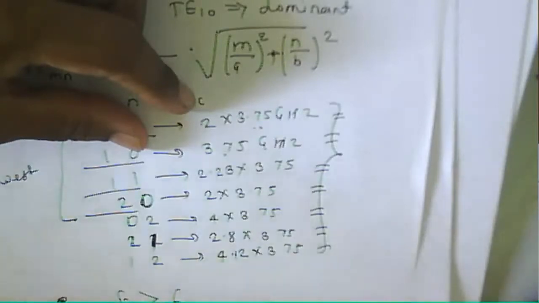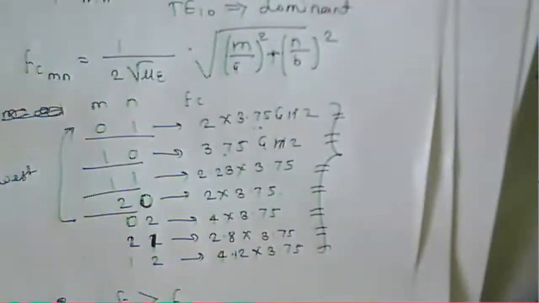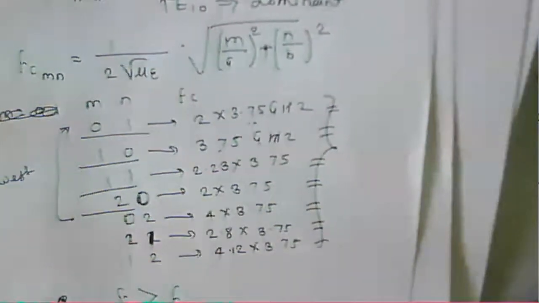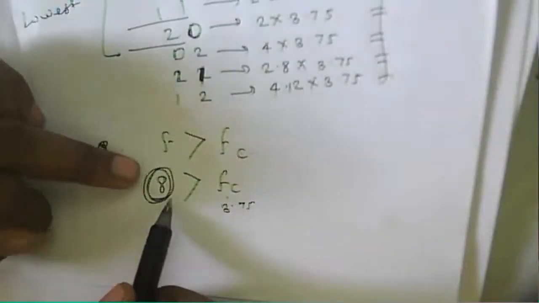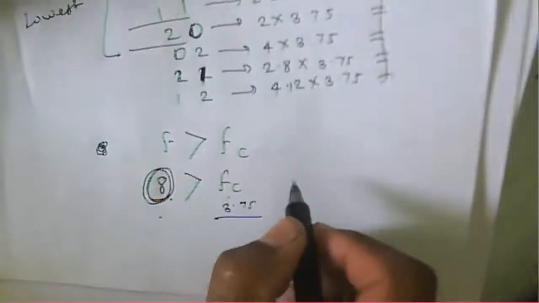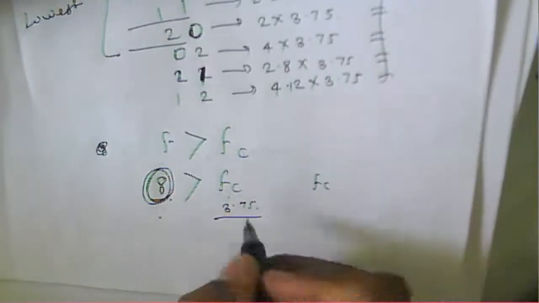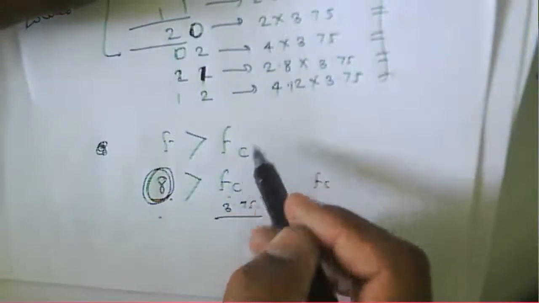So now what happens here? For the given mode, a mode whose cutoff frequency is less than 8 gigahertz will propagate through it. Here 3.75 is the cutoff frequency, so above that 3.75 the signal propagates. We have an 8 gigahertz signal, so naturally it will propagate. For the 0 1 mode, it is again above that, so again it will propagate.